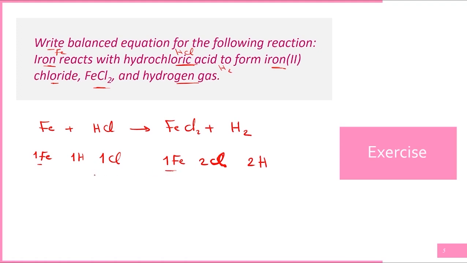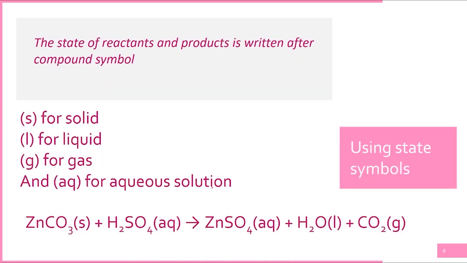Fourth, we balance the chloride ions. 1 on the reactant side and 2 on the product side, so we multiply HCl by 2. Notice, by that the hydrogens were balanced as well. 2 at the reactant side and 2 at the product side.